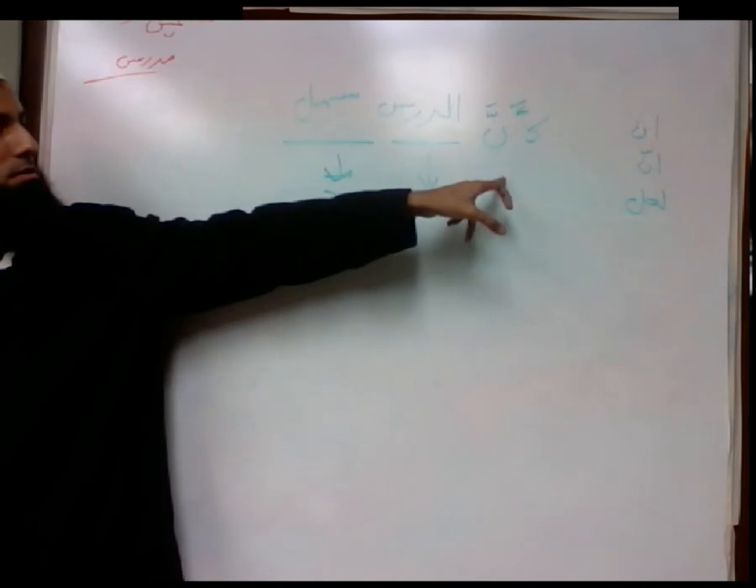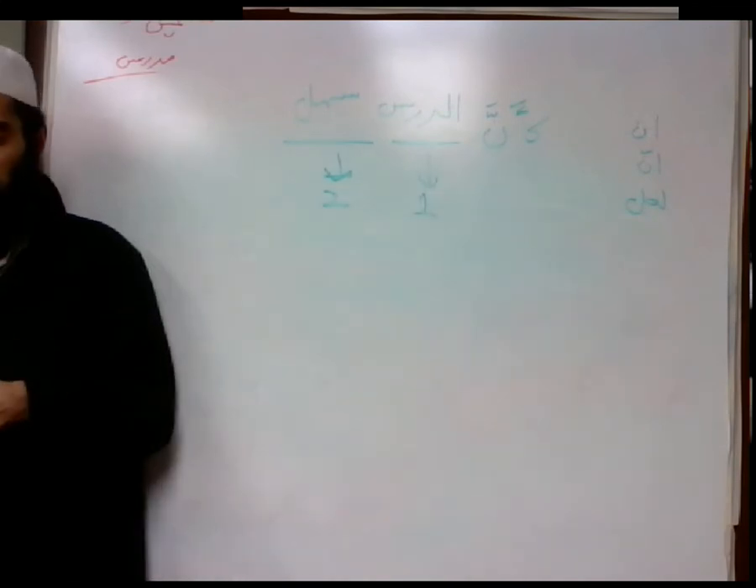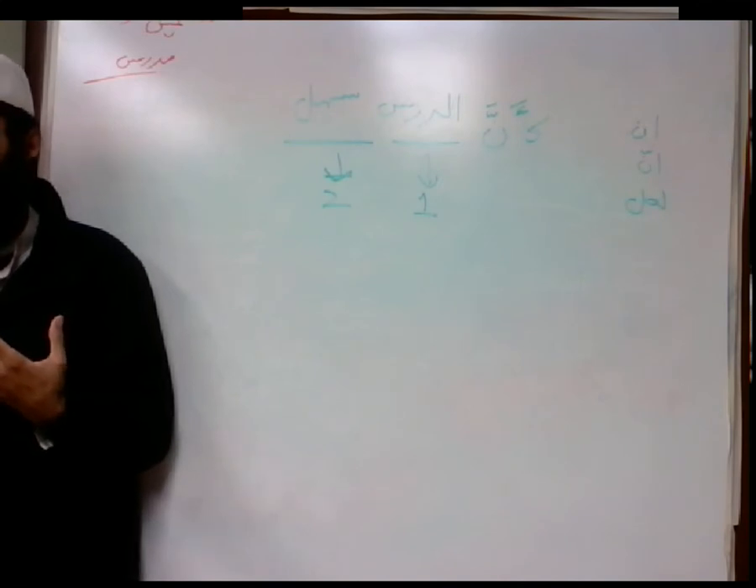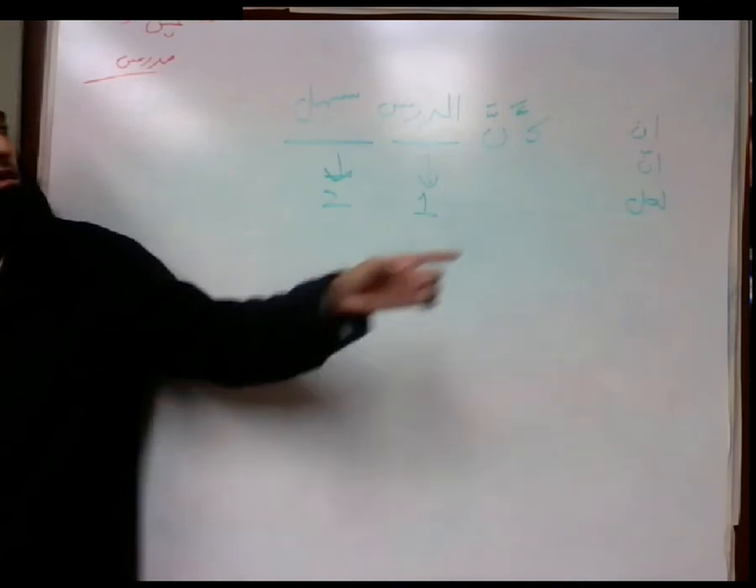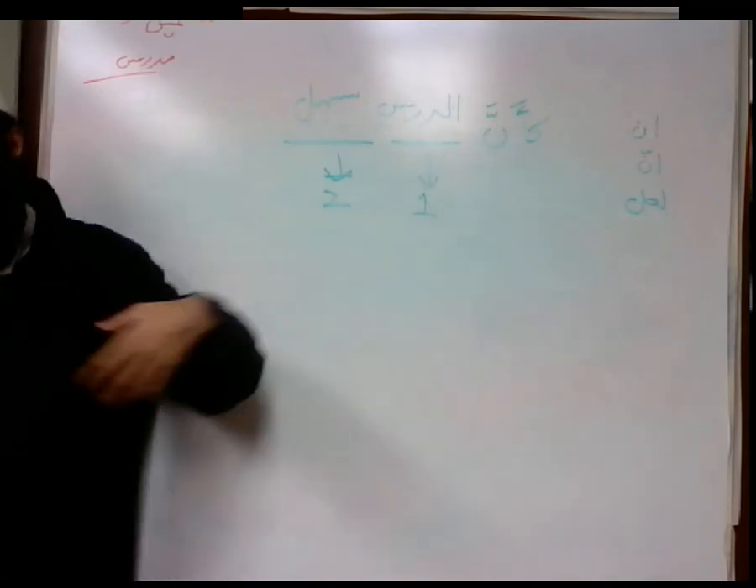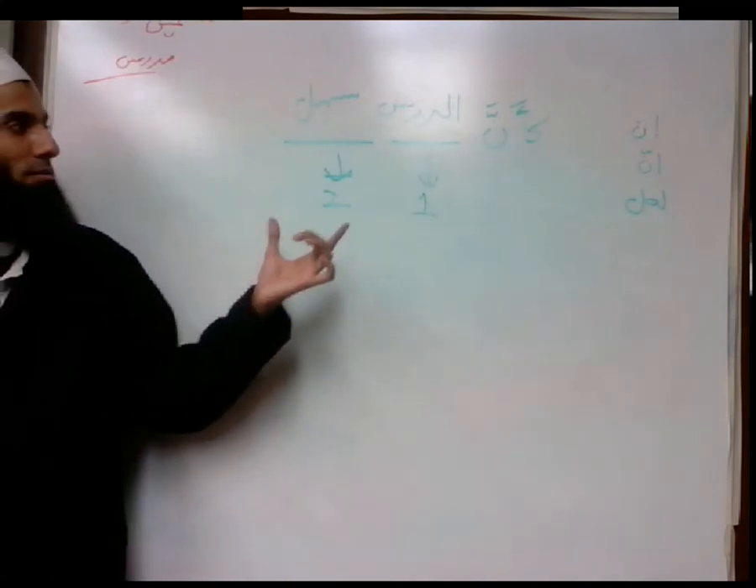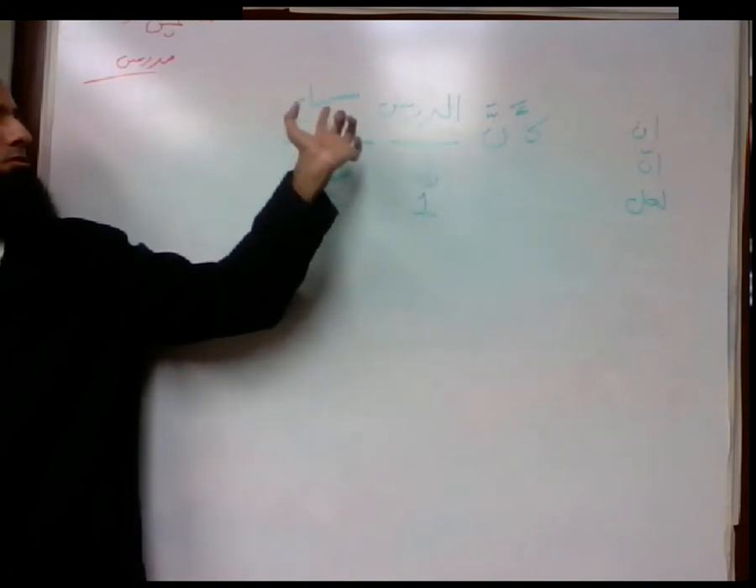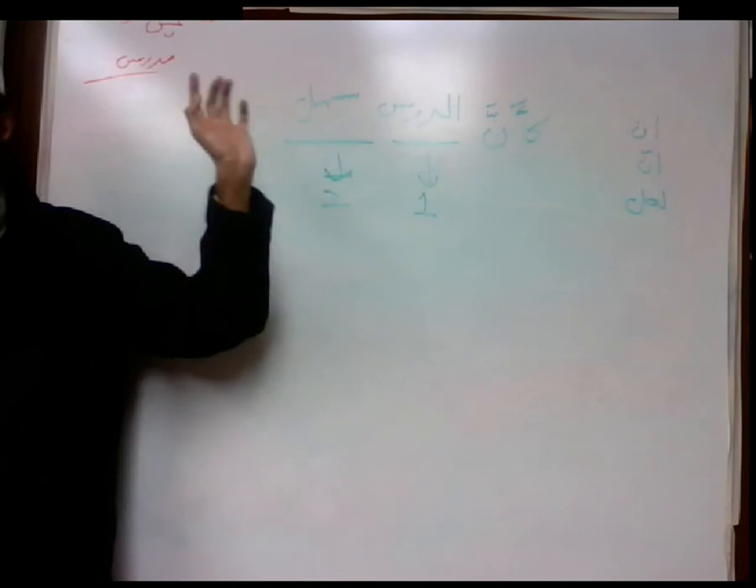So ka'anna means like, resemblance. It seems. And what change will happen in the sentence after adding ka'anna? It will make the mubtada mansoob and the khabar marfu.